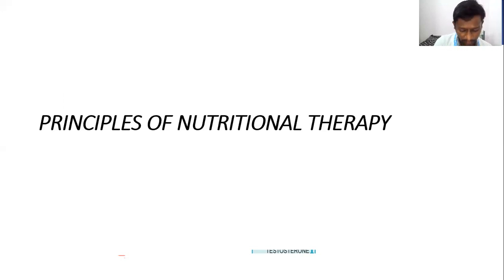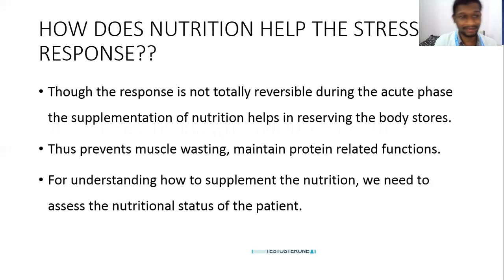Now, that's the end of the response to injury in a surgical patient, and now we come to the last topic, the principles of nutritional therapy. Nutrition therapy is a separate class again for you all, but we'll just go into the principles, just into the superficial part of it. And how does nutrition help the stress response?